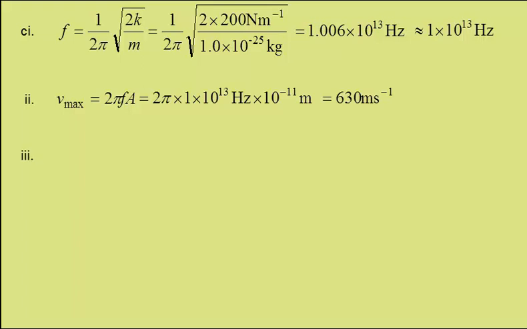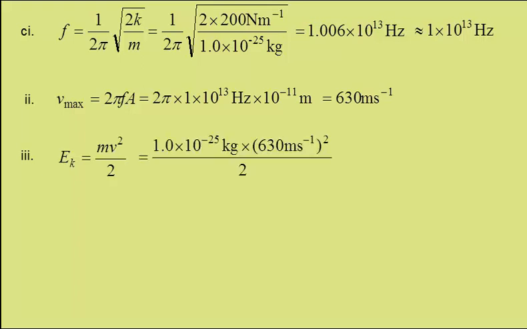In part 3, we need to estimate the maximum kinetic energy of the copper ion. Well, kinetic energy is mv squared over 2. Putting in the values gives 2.0 times 10 to the minus 20 joules.